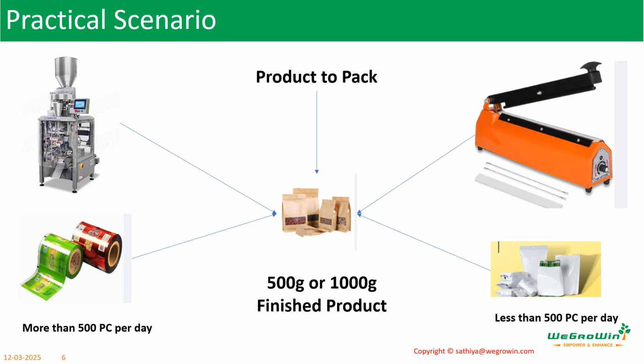So the work center is changing, but we are using the sealing machine, which is the manual sealing machine. Again, the work center is changing. So the routing also will change. So this is the practical scenario, right?